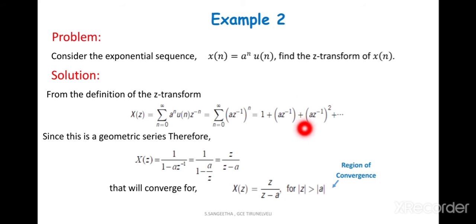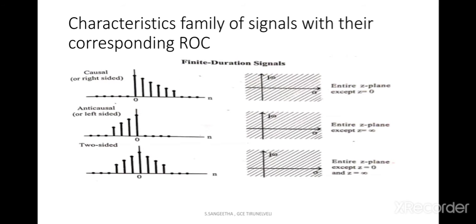Since this is a geometric series, we write this as 1 by 1 minus a z power minus 1, as we saw in the previous problem. So a z power minus 1 can be written as a by z. Next solving this equation, we are getting z by z minus a. So that will converge for, that is X of z is equal to z by z minus a, that is z will be greater than a. This is the region of convergence.